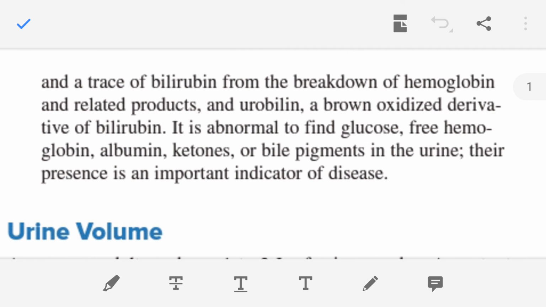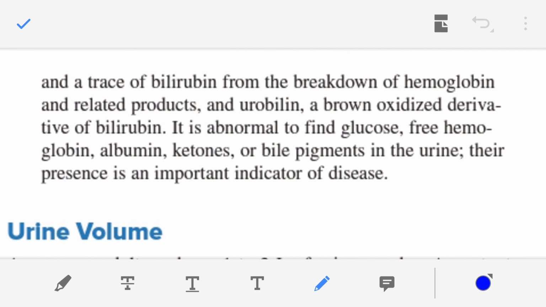Now in abnormal conditions, sometimes in abnormal urine, glucose is also present, free hemoglobin is present, albumin is present, ketones are present, bile pigments are present.